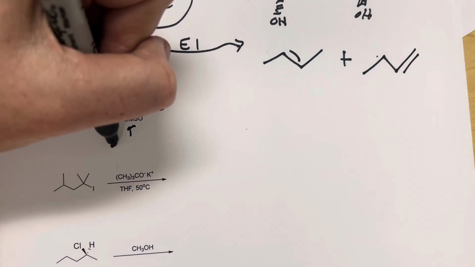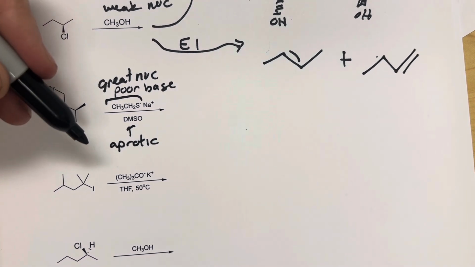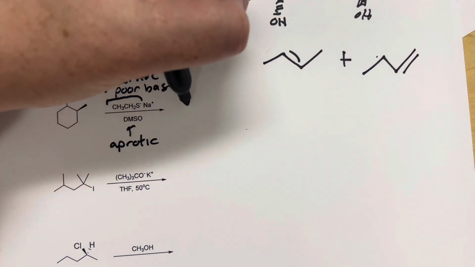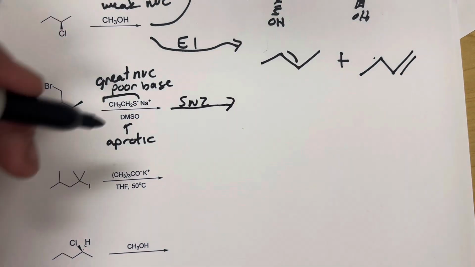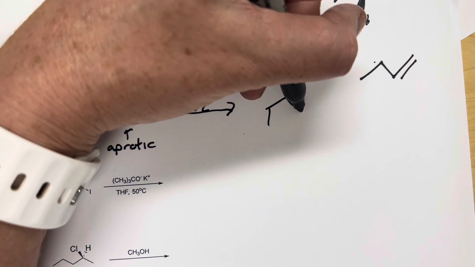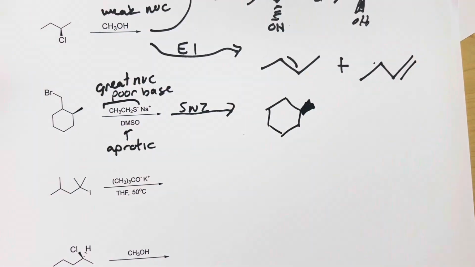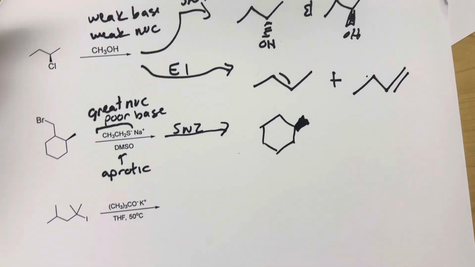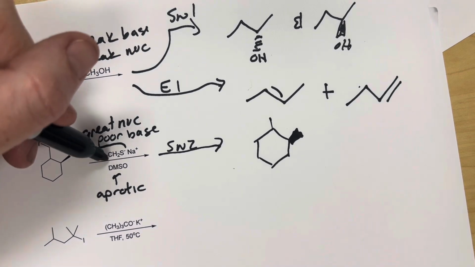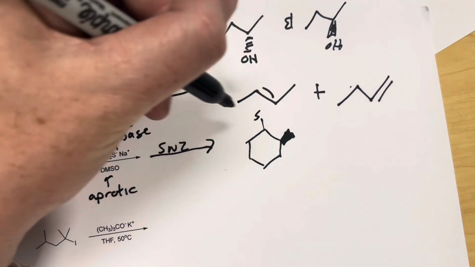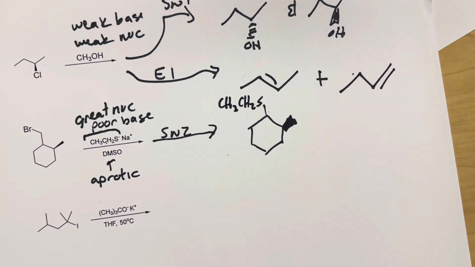DMSO is aprotic. So we have a great nuke, we have an aprotic solvent, therefore we're like, dude, this is definitely going to go via SN2. And so we'll get this. The wedge was never touched, so it might as well stay there. And we had a carbon up here, and then this is this S right here, and then the CH2, CH3 attached to it.